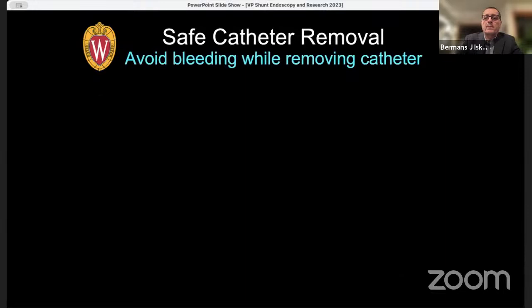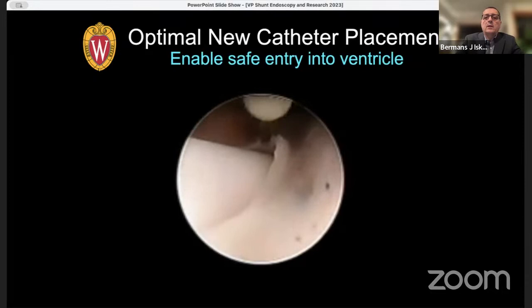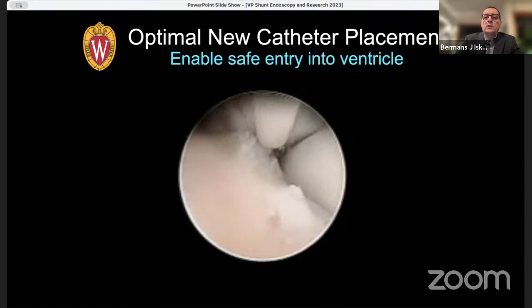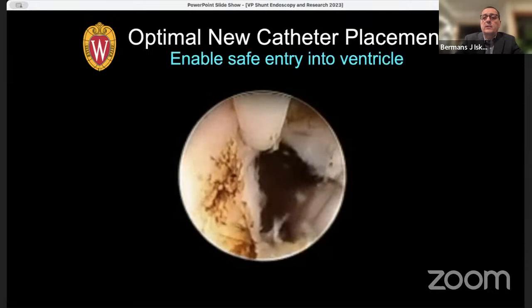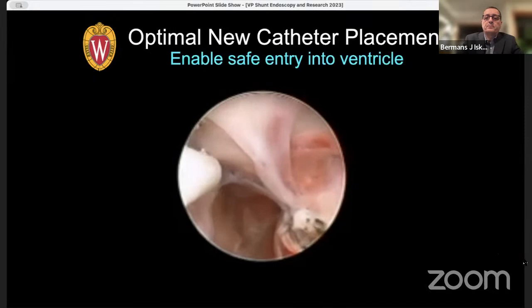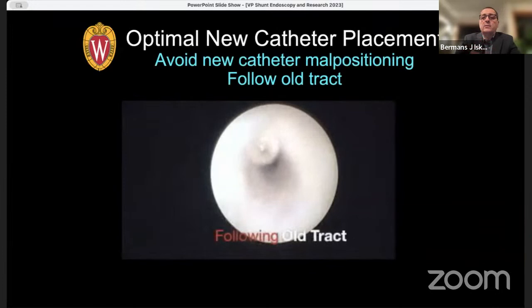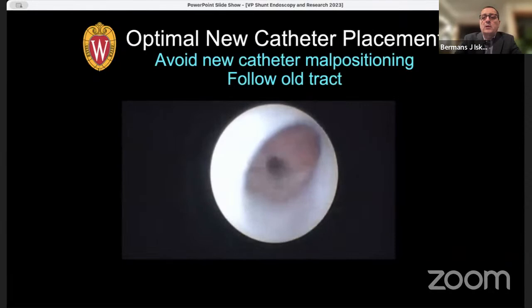And this is going outside the catheter. You can see there is tissue attached to it, which using cautery, we can safely dissect the tissue around the catheter so that we can enter safely. And this is after removing the catheter. You can go through the same track so that you don't damage or create new tracks in the brain.